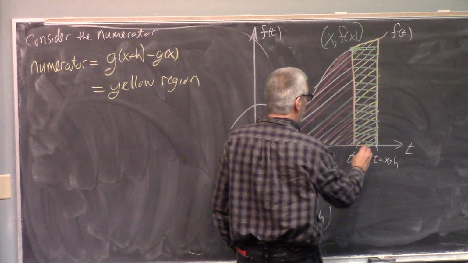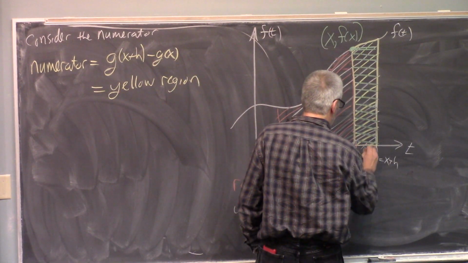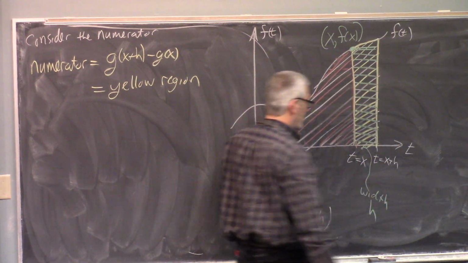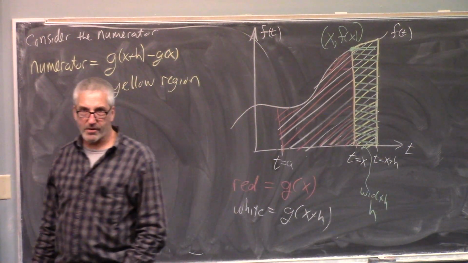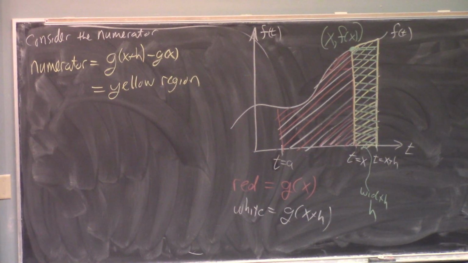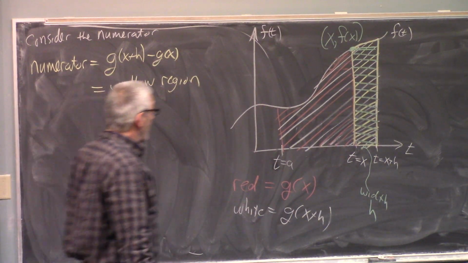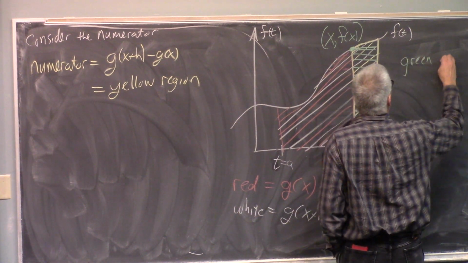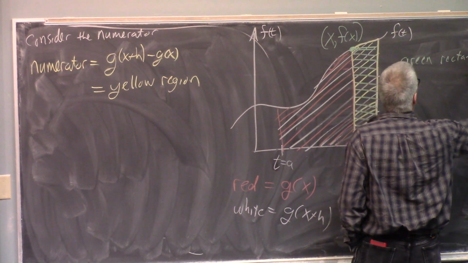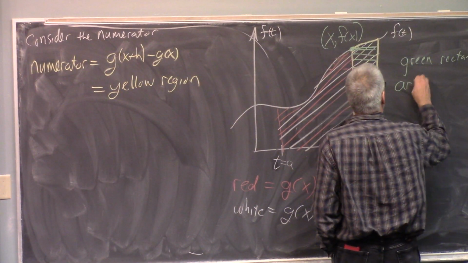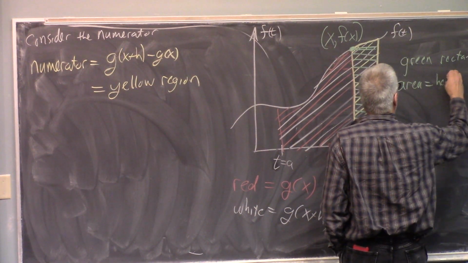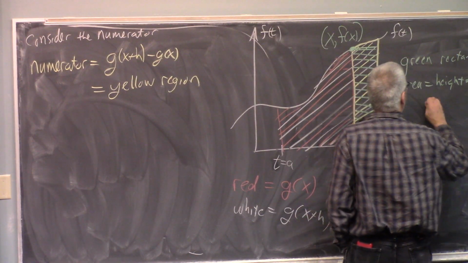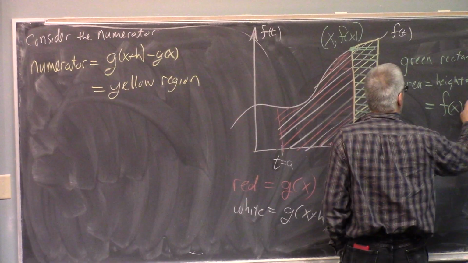And this rectangle has width h. It's a bad choice of letters, right? You really want the height to be h, but it's the width in this picture. So the green rectangle area is height times width. And that's f of x times h.